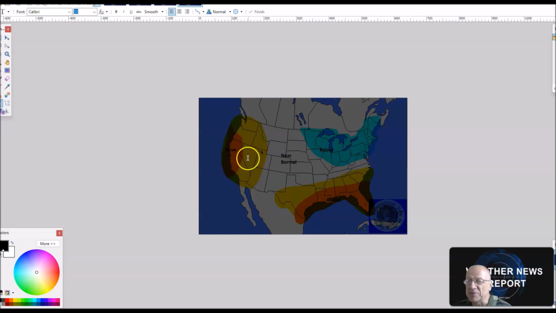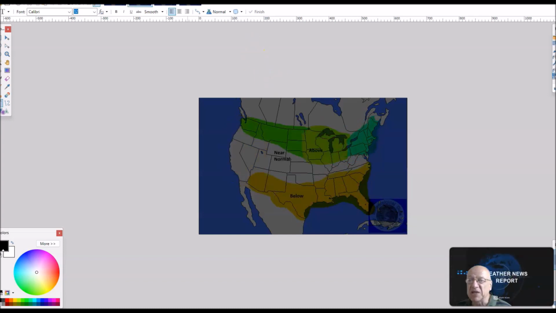Calling for above normal temperatures here and for this region, and I'm calling for anomalies to be near 8 degrees above normal, mainly in the red areas. Below normal temperatures are forecast here, and anomalies of 2 to 4 degrees below normal are forecast. For precipitation, I'm calling for above normal precipitation in much of the northern states here. Probability of occurrence is about 35 to 40%. Below normal precipitation is forecast here. Probability of occurrence is 35%. Now we go to the next period.